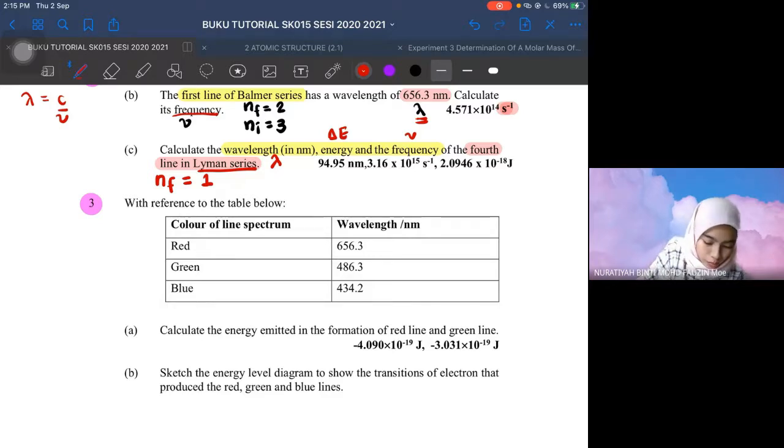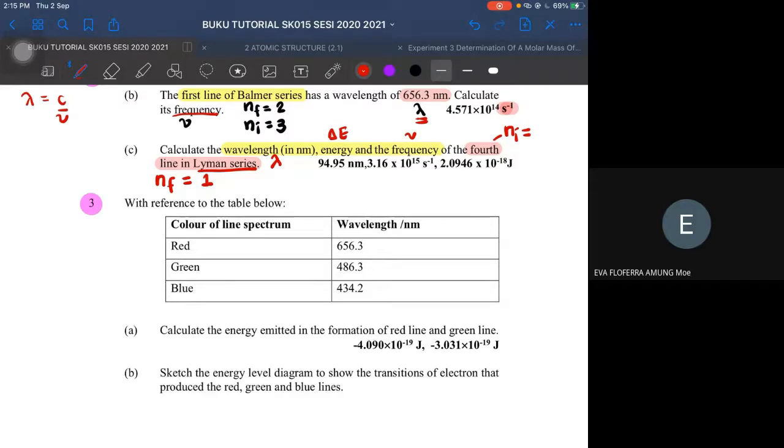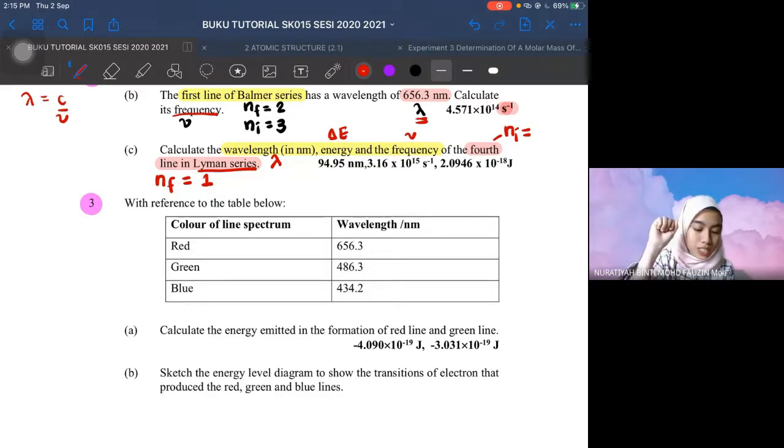For the fourth line, what is the initial level? 5. Because if the first line is from the second level, the second line is from the third, falling to 1, then 4 to 1, 5 to 1. So the fourth line is produced when the electron falls from the fifth level to the first level. That produces the fourth line in the Lyman series.